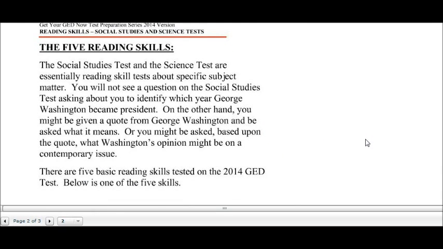So the social studies and science tests are essentially reading skills tests about specific subject matter. You will not see a question on the social studies test asking you to identify in which year George Washington became president. On the other hand, you might be given a quote from George Washington and be asked what it means, or you might be asked, based upon that quote, what Washington's opinion might be on a contemporary issue. So again, there is really no need to go back and study historical facts.